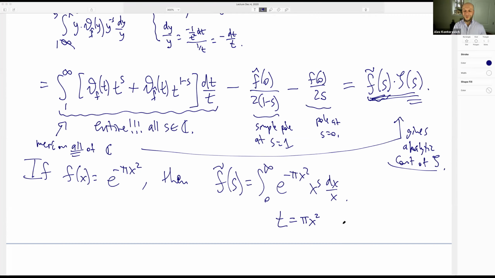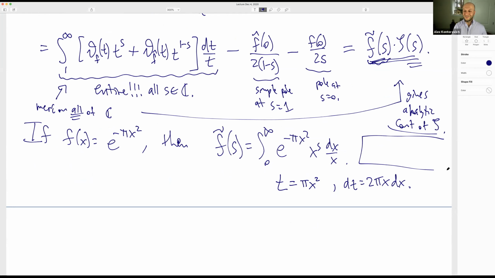So what is dt? It's 2 pi x dx. Does that look right? And so dt over t, you will love this Haar measure. Without this Haar measure, if you actually write this as t to the s minus 1, all the calculations are god awful, but then at the end, they magically cancel out. It completely obfuscates why they magically cancel out. They cancel out because this thing is Haar measure.